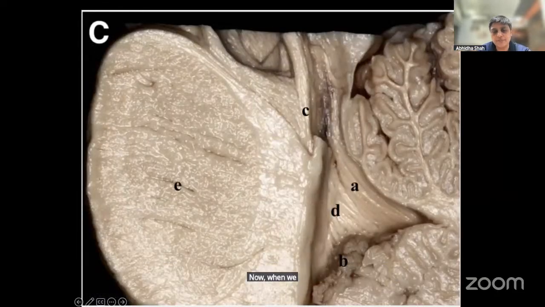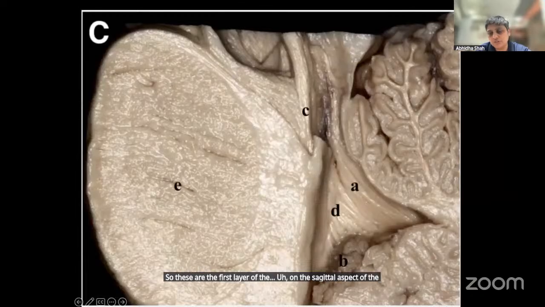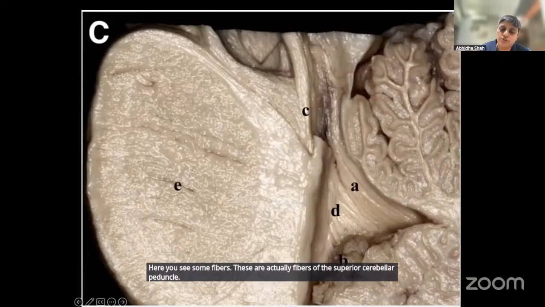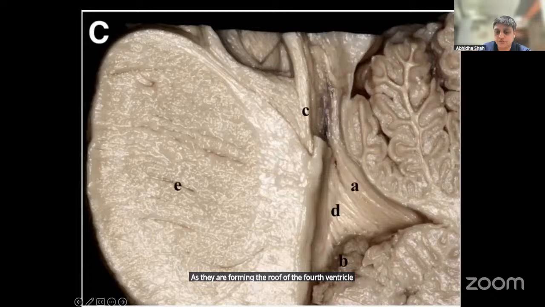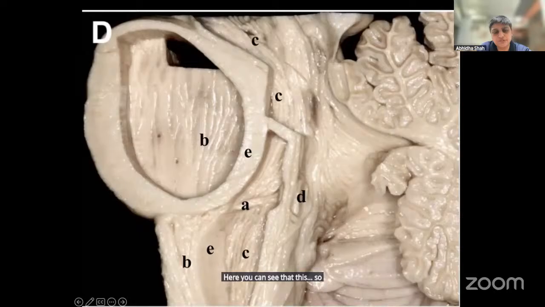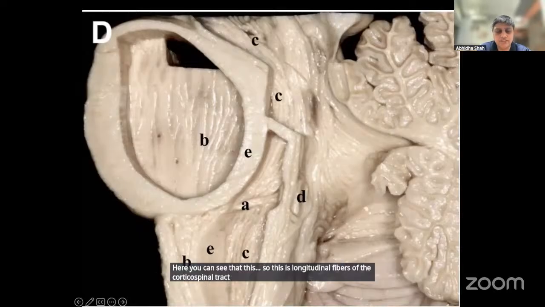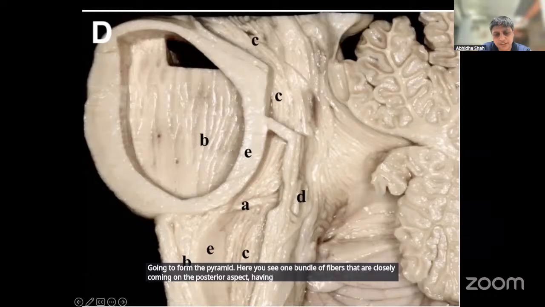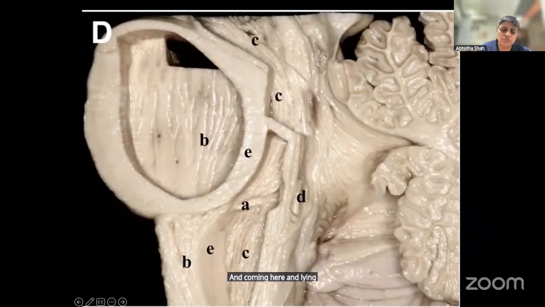Now, when we see the fibers laterally, this is how it will look. So these are the first layer on the sagittal aspect of the pons. Here you see some fibers. These are actually fibers of the superior cerebellar peduncle as they are forming the roof of the fourth ventricle. This is the region of the fourth ventricle. Here you can see that these are longitudinal fibers of the corticospinal tract as they're going down and going to form the pyramid. Here you see one bundle of fibers that are closely coming on the posterior aspect, having a concave shape here, and lying right beneath or posterior to the corticospinal tract, and that is the medial lemniscus.